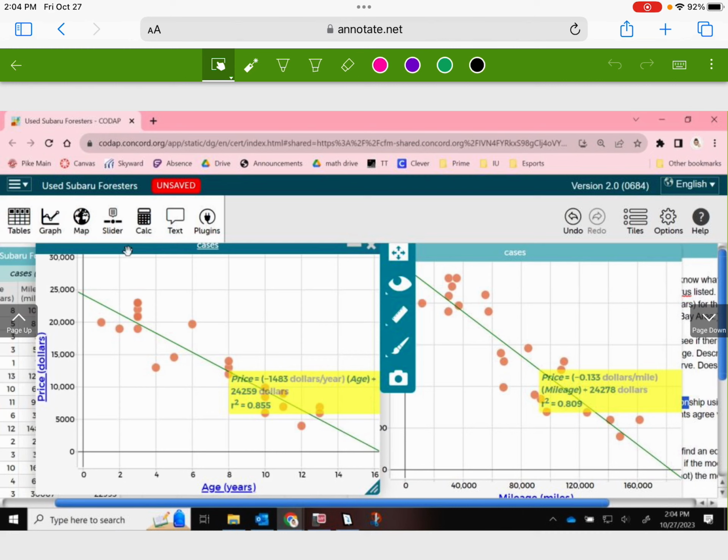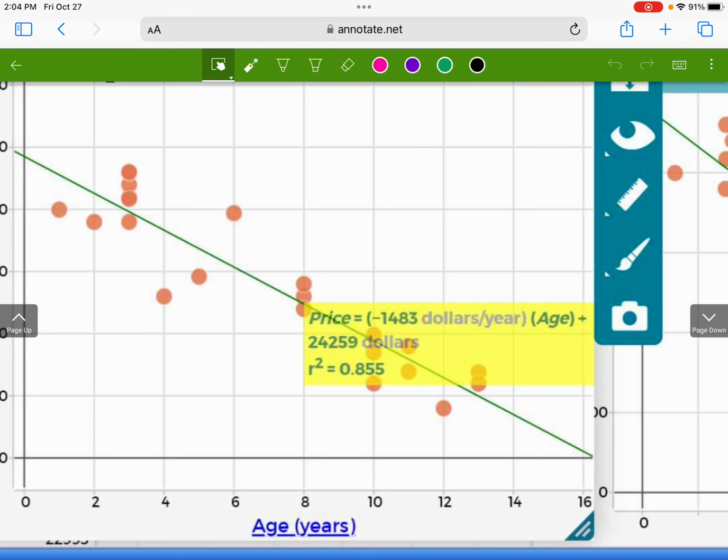And then where they have price over here, I hope you can notice I have price on my y-axis. So what we're really having here is y equals negative 1483x plus 24259. And this equation, even though they write it in kind of a weird way here, is the equation for our line of best fit in slope-intercept form. So if I want to know what price she should list her car at, and I know how old it is, I can find out what price she should list it for, according to this line.